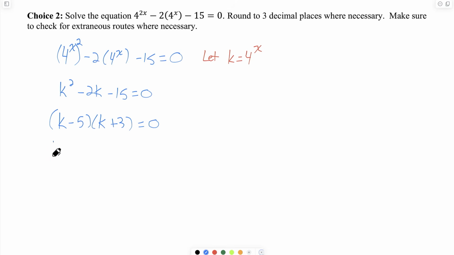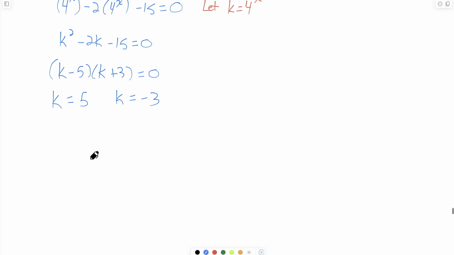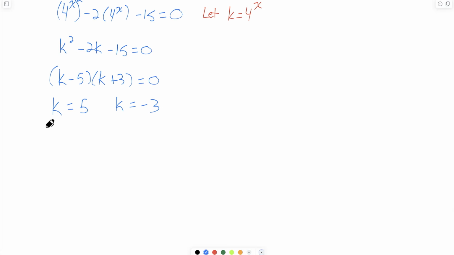Set each of these factors to 0, and I get two solutions. I get k equals 5 and k equals negative 3. But remember, those k's are actually 4 to the power of x. So I can resubstitute in 4 to the x for these k's. So I have 4 to the x equals 5, and 4 to the x equals negative 3.